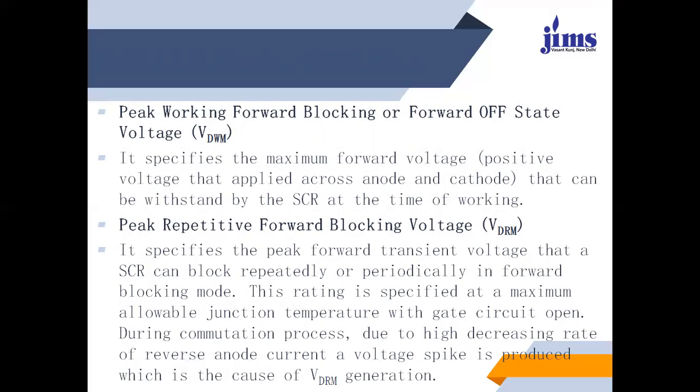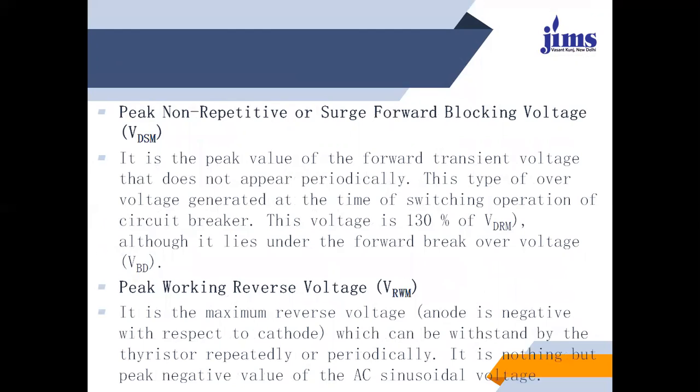Next is the peak repetitive forward blocking voltage (VDRM). It specifies the peak forward transient voltage that an SCR can block repeatedly or periodically in forward blocking mode. This rating is specified at the maximum allowable junction temperature with the gate circuit open. During the commutation process, due to the high decreasing rate of reverse anode current, a voltage spike is produced, which is the cause of VDRM generation.